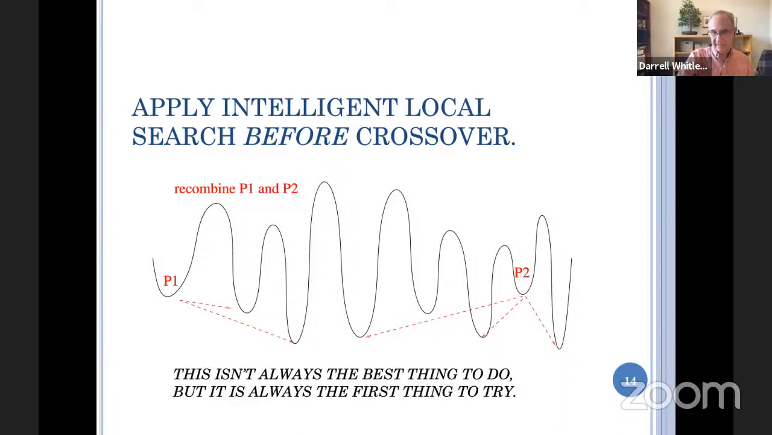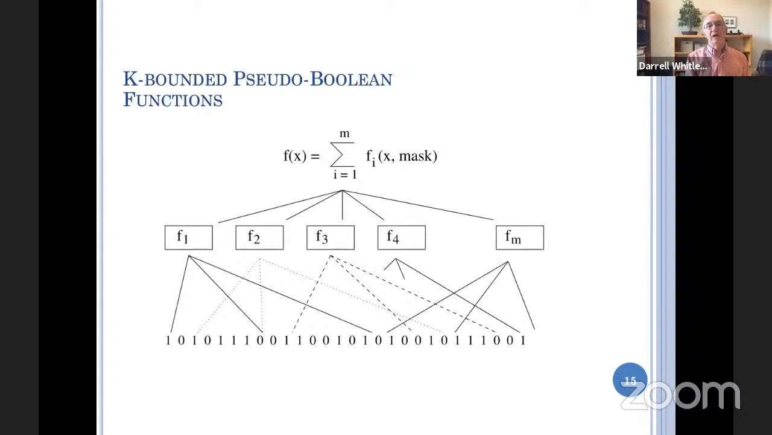So, K-bounded pseudo-Boolean functions. These are functions which take bit strings as inputs, and then there are small subfunctions. In this case, I've drawn this such that there are three bits that go into this subfunction one. So this is just a small subfunction over three bits. And then this is a small subfunction over three bits. And then we add them all together in order to get our overall evaluation function. I'm showing a mask here, but really the mask is normally dropped, because each subfunction knows exactly what to do when bits are passed to it. And so that will be taken care of automatically.